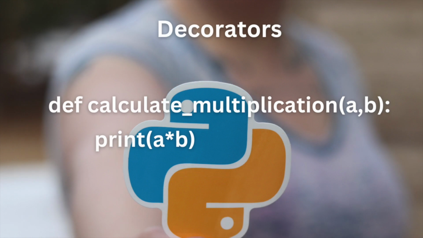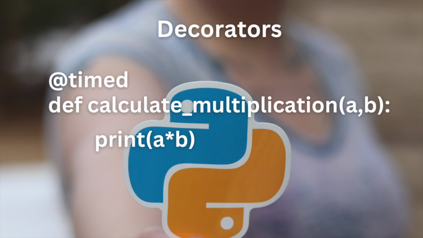Let's say you have a calculate multiplication function which just multiplies two numbers and prints the result. Now, for some reason, you want to calculate the time taken by this method to calculate the result. Wouldn't it be great if we can have a mechanism which helps us to achieve the same without modifying the function itself? Decorators provide that mechanism to us.